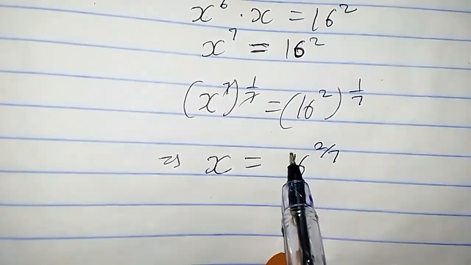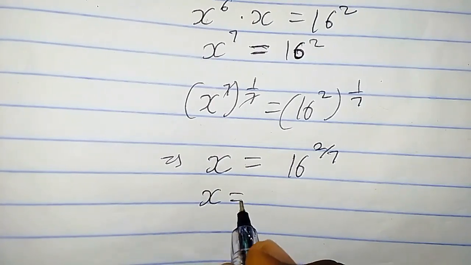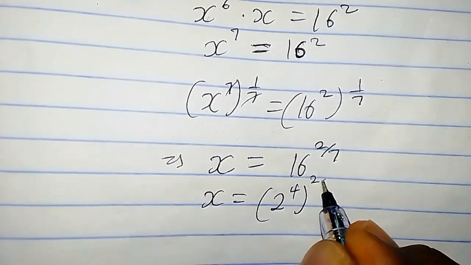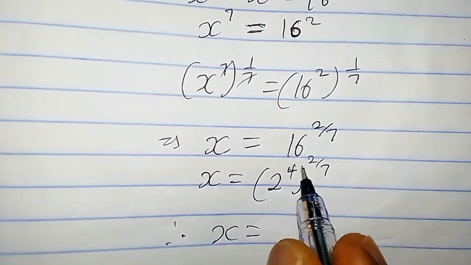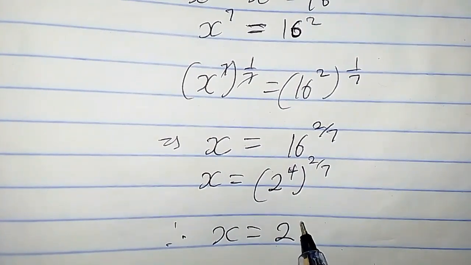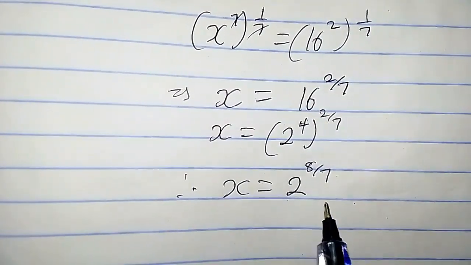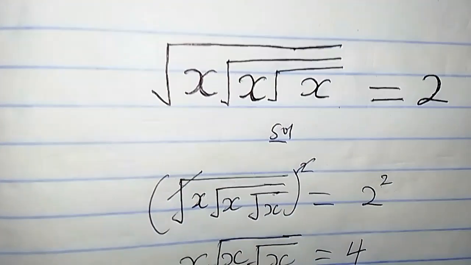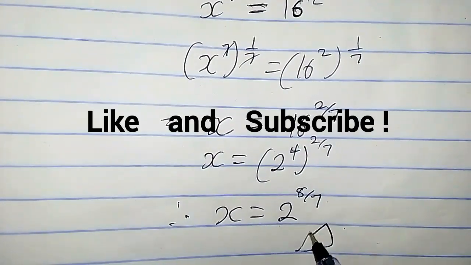So now we can rewrite 16 as 2 raised to the power 4. So we're going to have x equals 2 raised to the power 4 times 2 over 7. So therefore, x equals 2 raised to the power 4 times 2 over 7, that is 2 raised to the power 8 over 7. So our value of x for this problem is x equals 2 raised to the power 8 over 7. So this is the required solution.